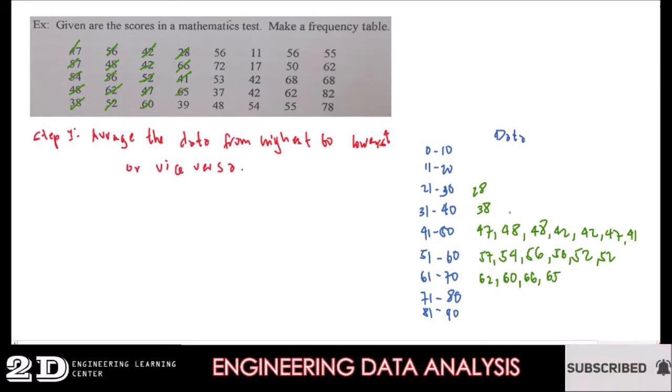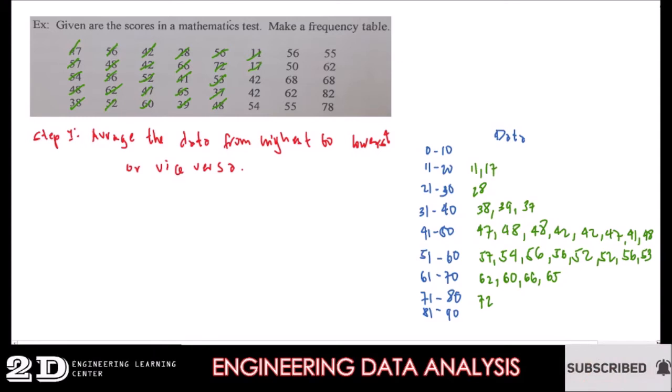Then we have 39, which is between 31 and 40. Then 56. Then we have 72, which is between 71 and 80. Then we have 53. I believe we will be running out of space for our 51 to 60. Then you have 37, then 48. Then we have 11, then 17, which is still between 11 and 20. Then we will have 42.